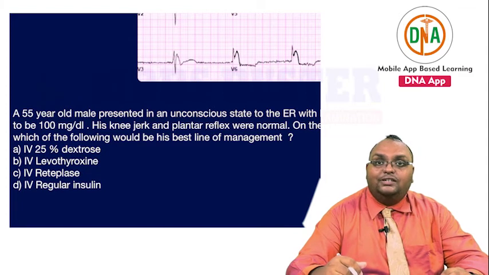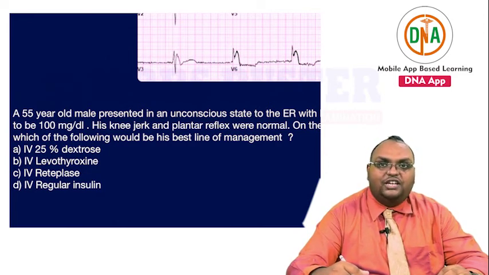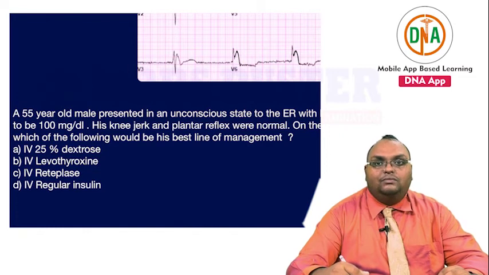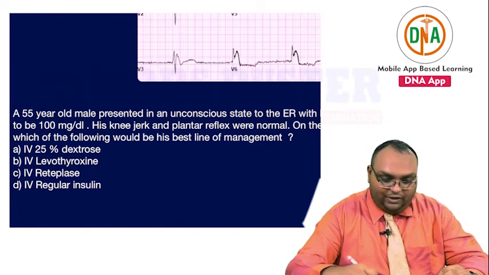And IV regular insulin, where is it given? Yes, if it is a patient of diabetic ketoacidosis or hyperosmolar non-ketotic coma, then the person could faint. So even that sort of a person could be brought to your ER in an unconscious state. But which of them do we look out for over here?